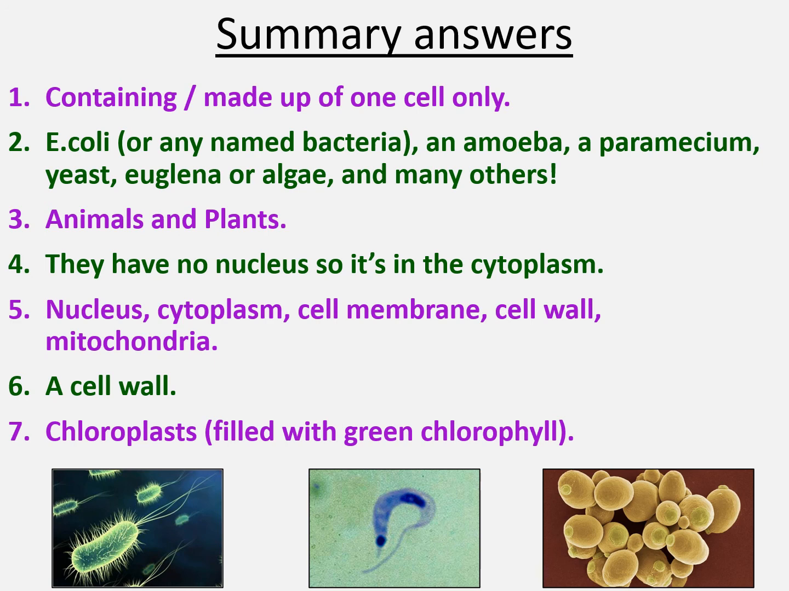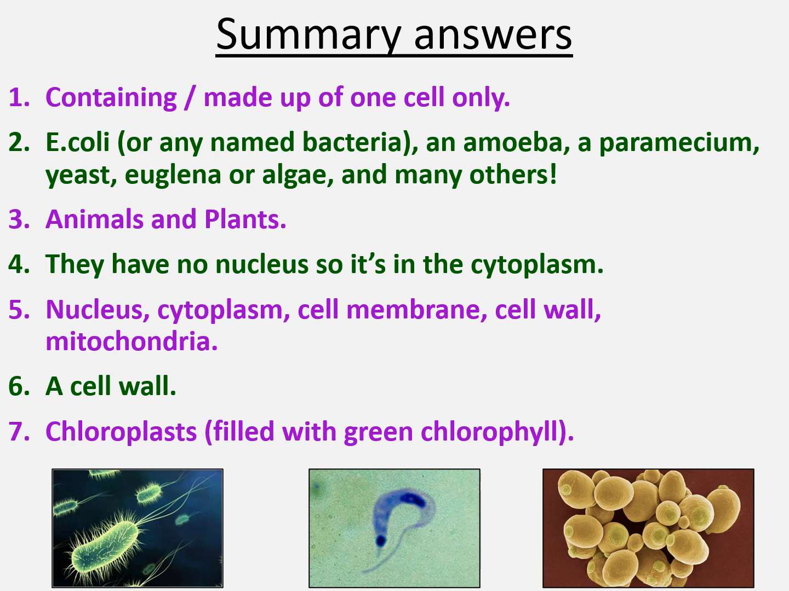Number 2 was name 3 unicellular organisms. So there's loads you could say, but a couple of examples that we've got there: you could say E. coli, or any form of bacteria, salmonella, any of those. You could say an amoeba, paramecium, yeast, euglena or algae, loads of others that you could give there. Any of those would be fine. Question 3 said, which 2 kingdoms are never unicellular? And the only 2 that you could say were plants and animals. Those 2 always are multicellular organisms.